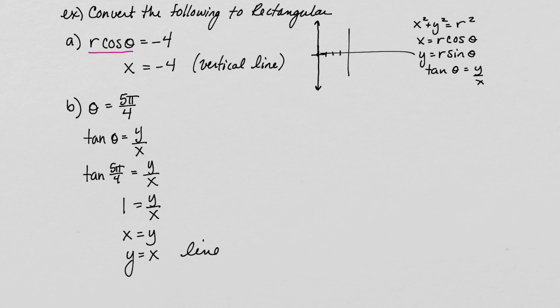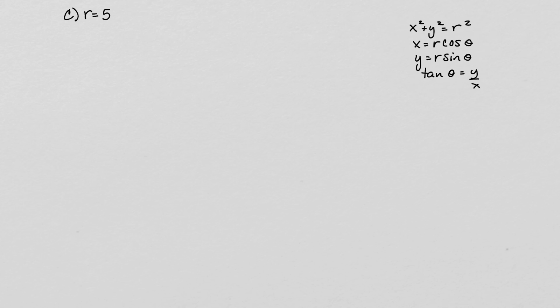Okay, so I have a couple more here. C, R equals 5. And again, remember these are the equations that we're using. So I have R equals 5. Looking at our equations, do we see any equations that this time just use R and have X and Y, and that don't have a theta? Because my problem doesn't have a theta in it.